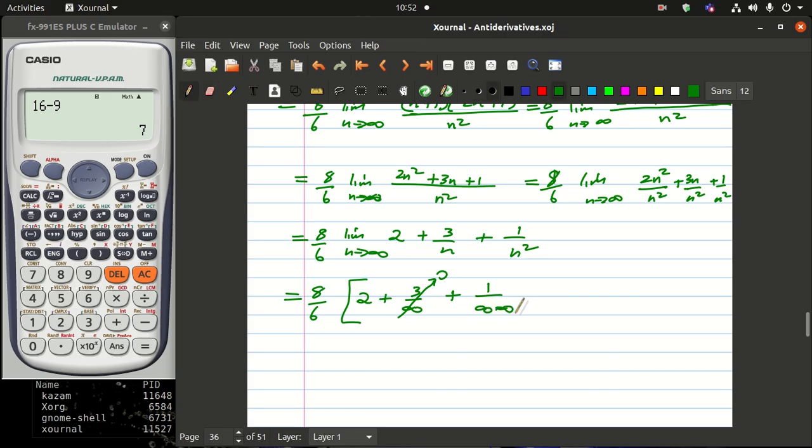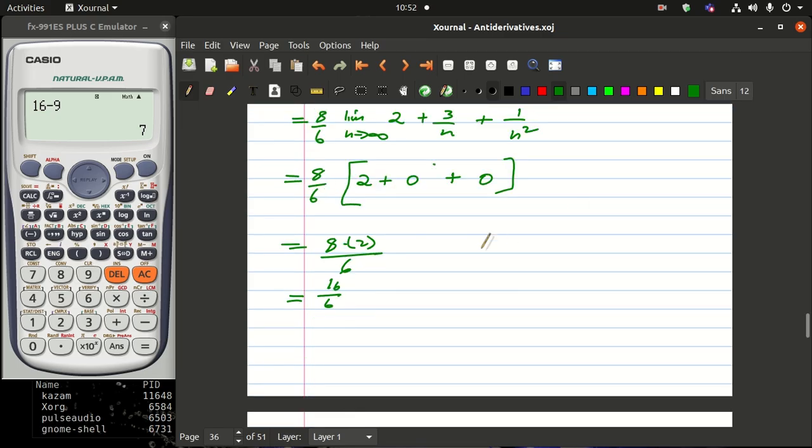And infinity times infinity is a big number times a very big number. You will always get a very big number. And 1 divided by a big number, of course, is actually going to end up being a 0. So here you are getting a 0 and a 0 there. So the next thing you'll end up getting is 8 times 2 divided by 6, which is just the same as 16 divided by 6. And then you can start asking yourself, how many 2's are in 16? There are 8. How many 2's are in 6? There are 3. This is actually your final answer.